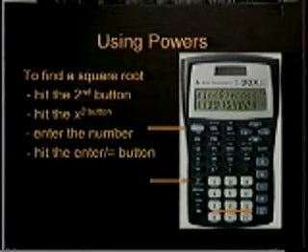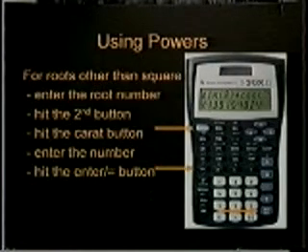If, on the other hand, you want to find the square root, you have to hit the second button, hit the x squared button, enter the number you want to find the root of, then hit the enter button. For roots other than square, again, start with the root number, hit the second button, hit the caret button, enter the number you want to find the root of, and then hit the enter button.